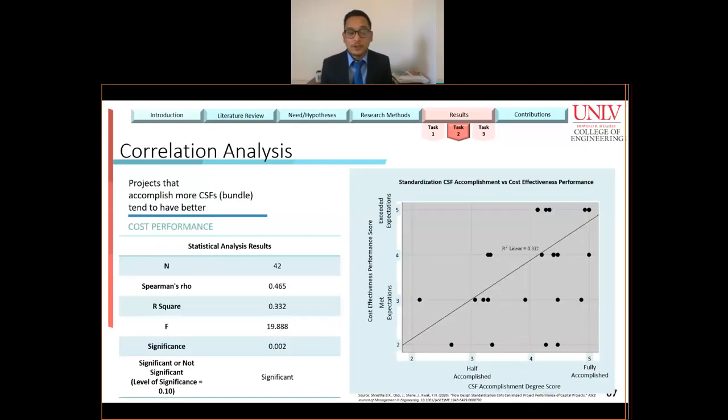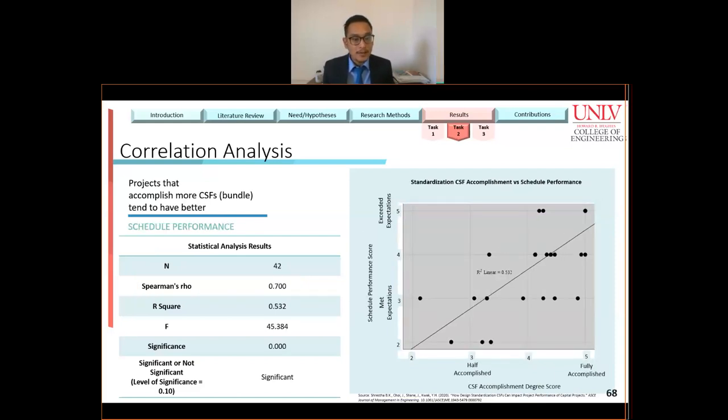Moving on to task 2, which is the correlation analysis. With this graph and the data table, we can see that there is a statistically positive correlation between accomplishment of standardization CSFs in projects and project cost effectiveness performance. This means that the projects that are accomplishing more standardization CSFs in general, in bundle, tend to have better cost performance. The Spearman's rho coefficient is 0.465, which shows that the strength of the association between these two variables is rather large and strong.